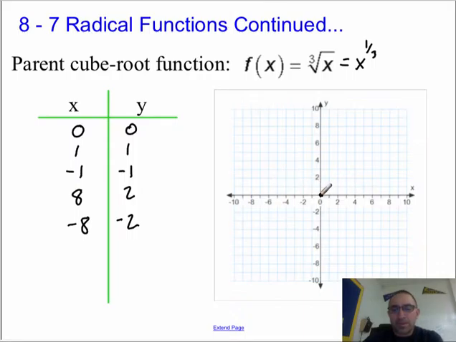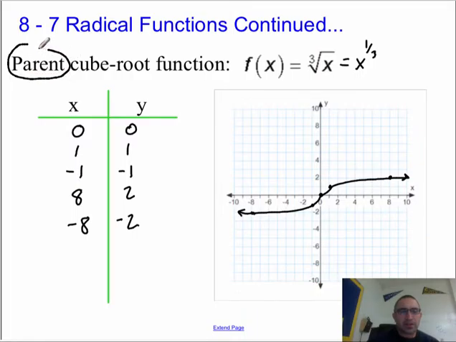So, going in: 0, 0, 1, 1, 8, 2, -1, -1, -8, -2. And if I connect the appropriate curve, that is my cube root function. Easy as that. Now, the key is that is the parent cube root function. Okay? Now, we're going to graph.